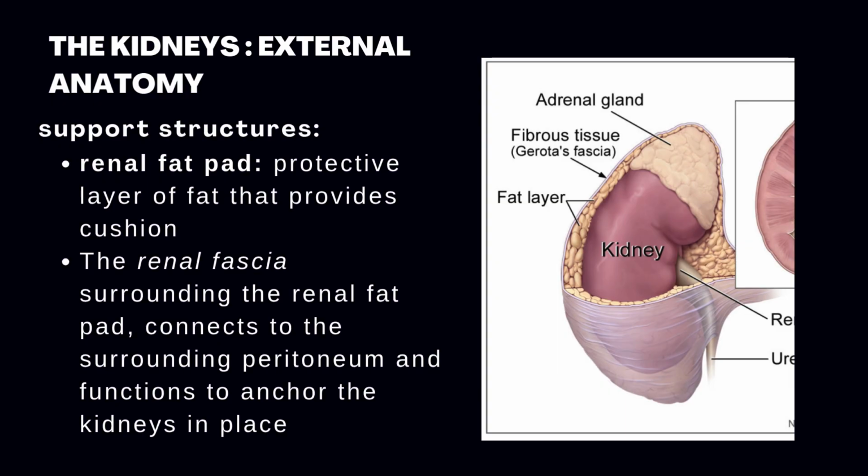Sitting on top of each kidney and still covered by the renal fat pad and renal fascia are the adrenal glands. These secrete the hormone aldosterone, which is important for regulation of renal function.